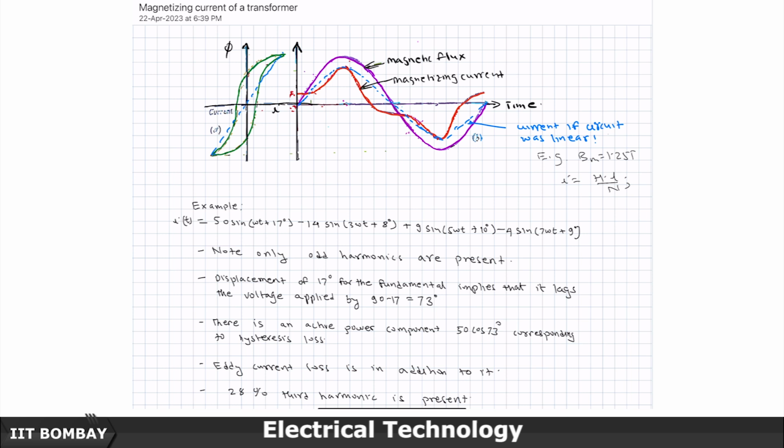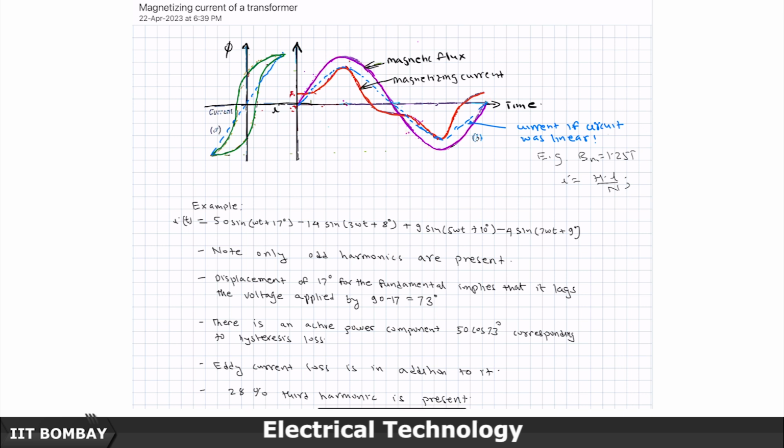Now, because in an ideal condition V equals d lambda by dt, the magnetizing flux linkage lambda is N times phi. So, let us say that if we apply a sinusoidal V, we are going to get a sinusoidal magnetizing flux, which is shown here. I have taken it.